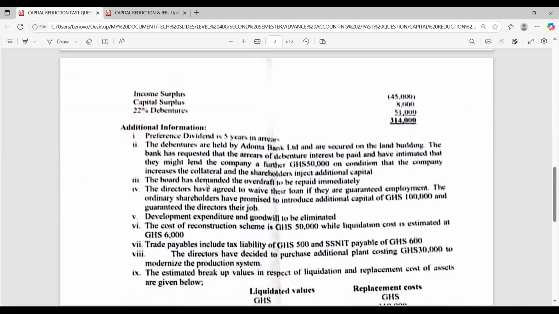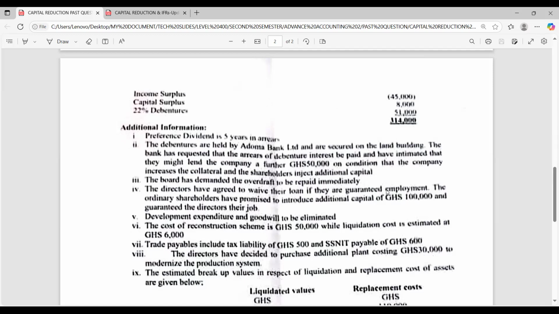They didn't tell you that it was landed property or it was on a computer, nothing. It just said pay back the overdraft. It makes it an unsecured debt. Either the directors have agreed to waive their loan if they are guaranteed employment. Now, this statement should tell you that it applies when the company decides to reconstruct.